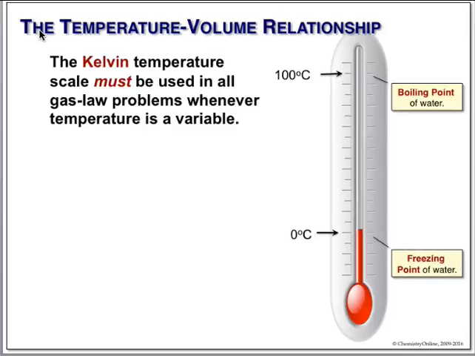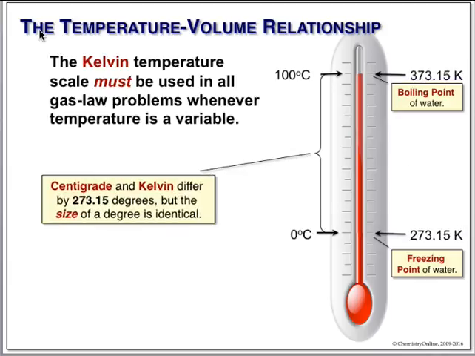Now, like I said, the Kelvin scale is what we must use. Almost all the measurements that you'll take in lab, however, will be on a centigrade thermometer. So you have to convert the two. Fortunately, it's very, very easy. Freezing point is 0 centigrade. Boiling point is 100 centigrade. For the Kelvin scale, they simply differ by 273 degrees. Kelvin is always 273 more than centigrade.